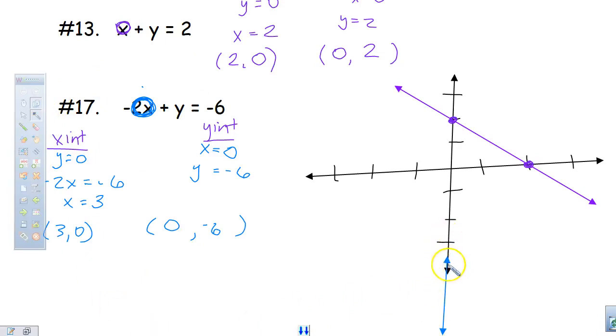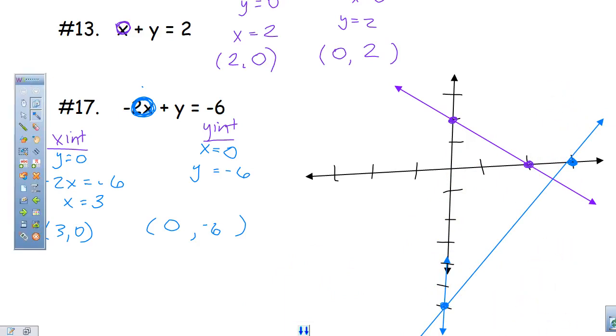Yep, you got to graph both of them. I'm going to do mine on the same grid so I don't have to make another one. So I'm graphing (3, 0) in blue, (0, -6) in blue. So what type of slope does this line have? Positive, because it's increasing from left to right. Good.